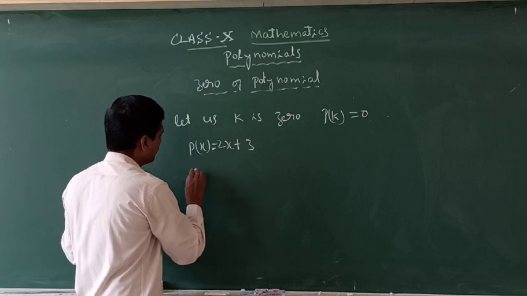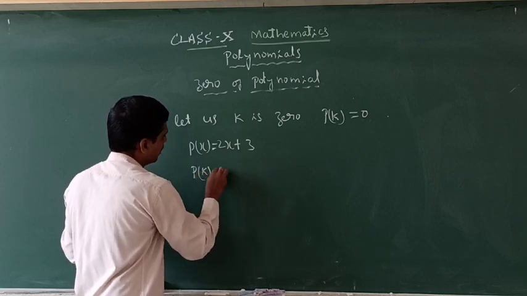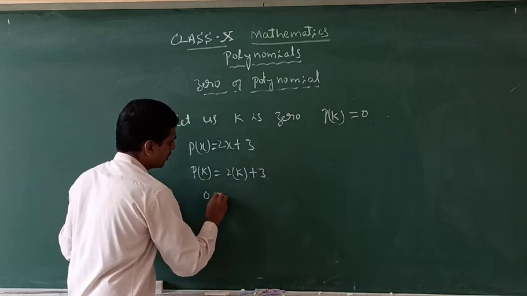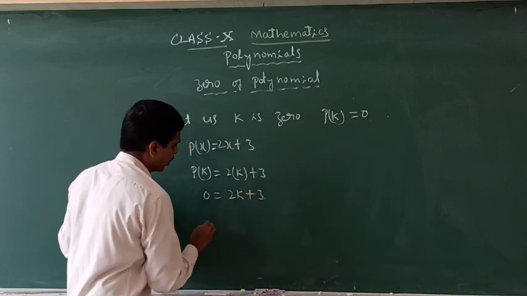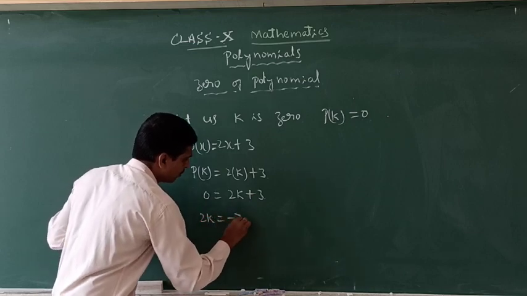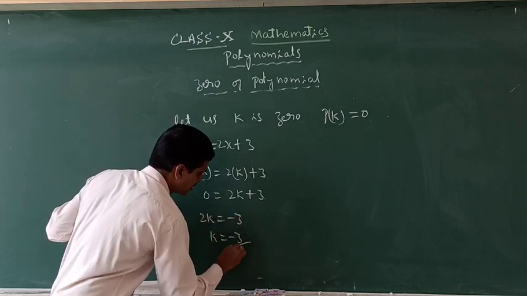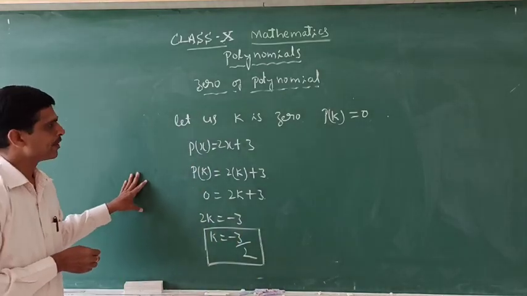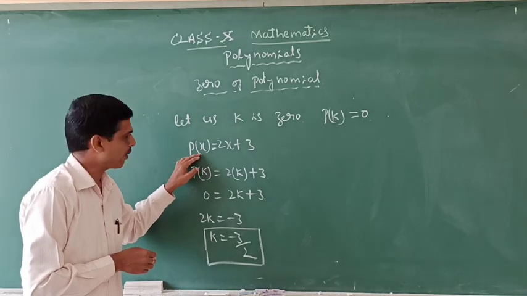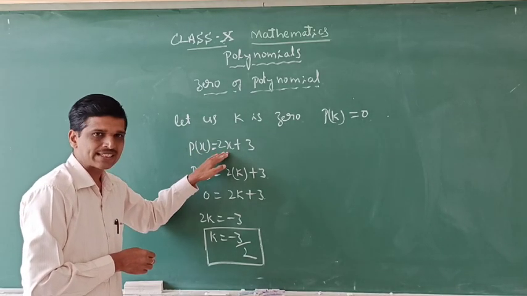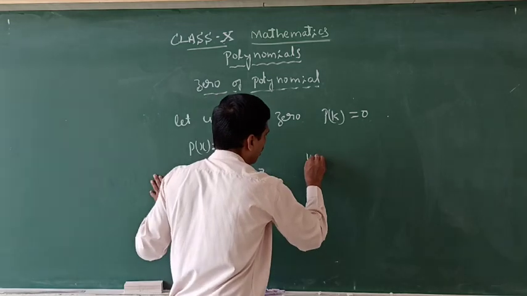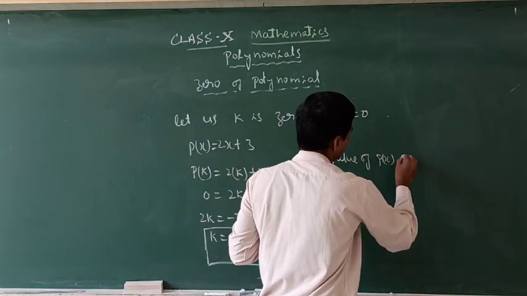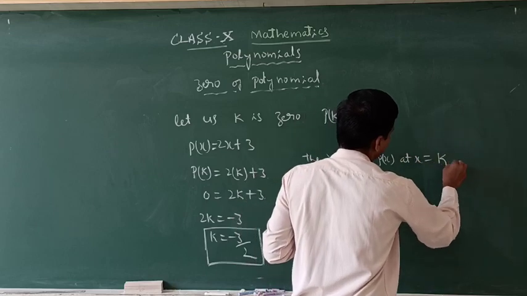So what happened here? p of x means p of k, which is 2 into k plus 3. Already the value is given as 0, so 2k plus 3 is equal to 0, or 2k is equal to minus 3, or k is equal to minus 3 by 2. So this is the one value we obtain. That is why the value of the polynomial p of x at x is equal to k.